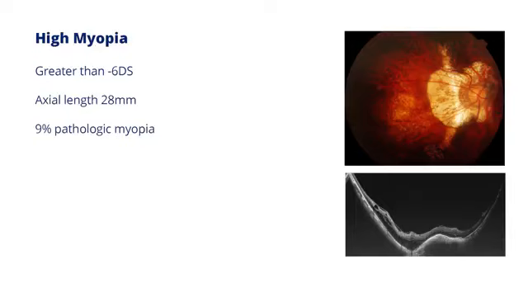Of these, 9% account for pathologic myopia, and up to 50% are associated with a posterior staphyloma. And these posterior staphylomas are some of the root causes for the problems that we see.